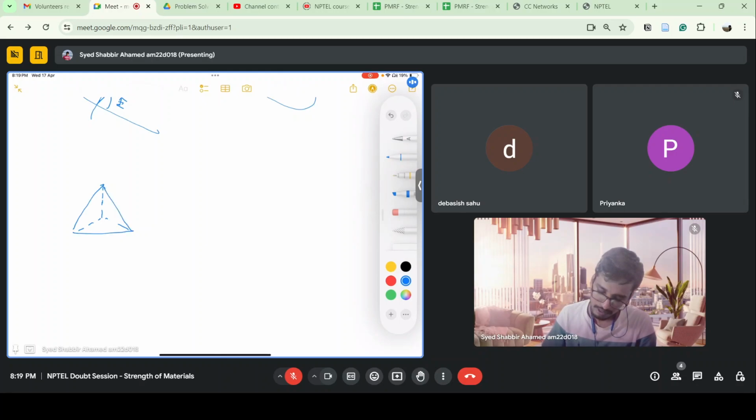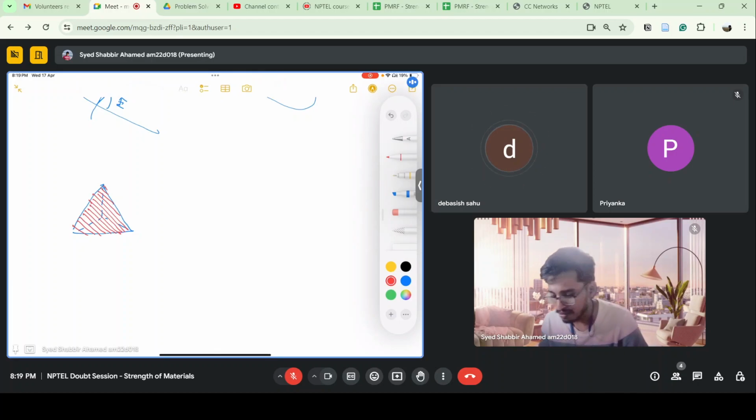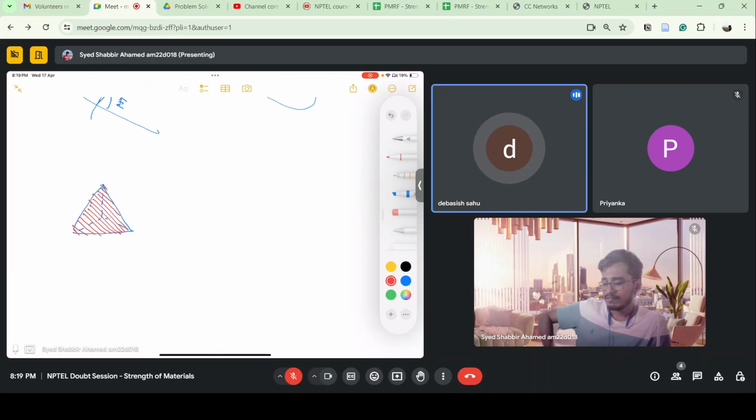This you are saying? Yes, sir. What is the geometrical name? Is it correct? It is a tetrahedron only. What is the purpose of taking this? Because we already know about the shear stress from before.